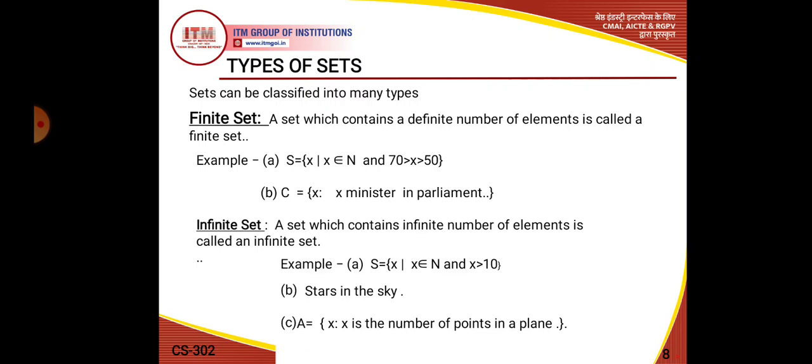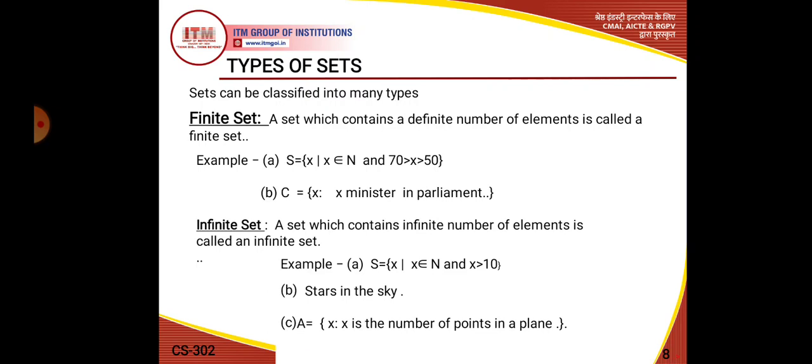Now this is the set which consists of natural numbers and a range is given. x should be less than 70 and greater than 50. So we can easily understand this set consists of a finite number of elements. Those elements we can count easily.